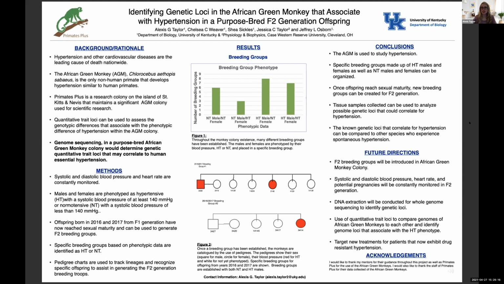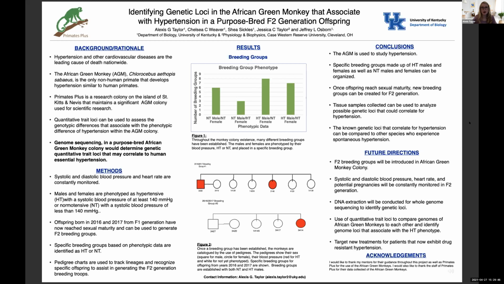So, future directions. I've planned out all of these F2 breeding groups, so they will now start to be introduced in our African green monkey colony. It takes the monkeys a little bit of time to get to know each other when they are first introduced into the breeding group. So we're working on getting those introduced now. And then just like with all of our other monkeys, these breeding groups will get consistent systolic and diastolic blood pressure measurements and heart rates, as well as potential pregnancies.